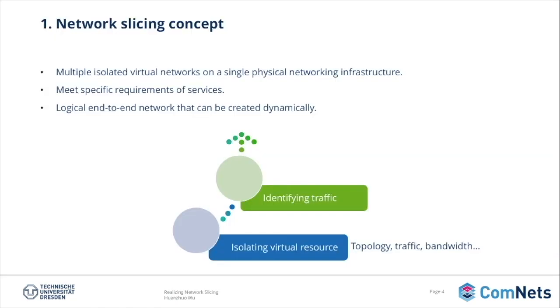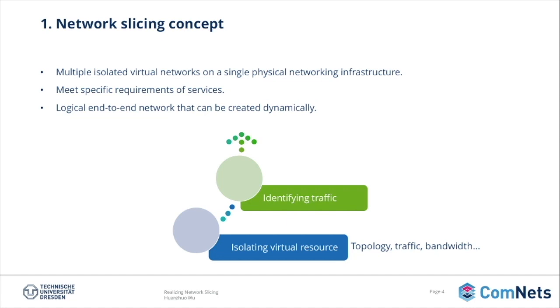So as we all know, network slicing enables the definition of multiple virtual networks on a single physical network infrastructure. Also, each network slice is created to meet the specific requirements of a set of applications and services. Additionally, a network slice is viewed as a logical end-to-end network that can be created dynamically. So, in one word, network slicing enables multiple services with diverse application requirements to share available networking infrastructure.